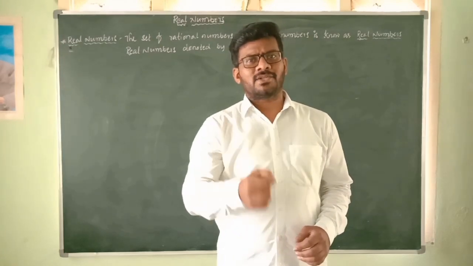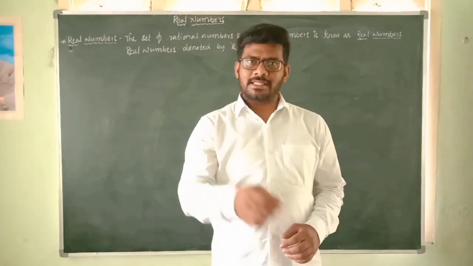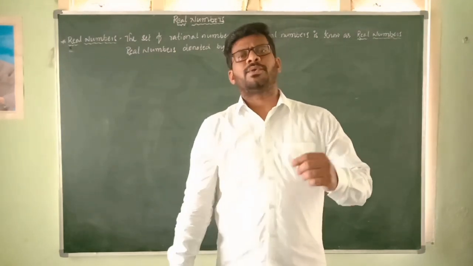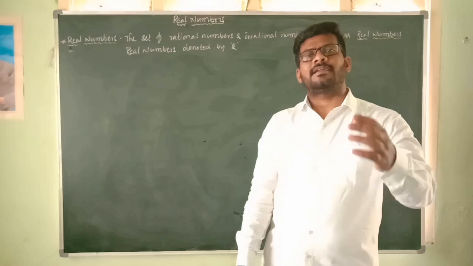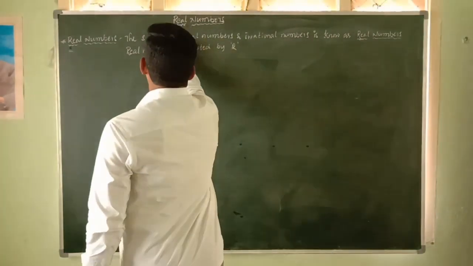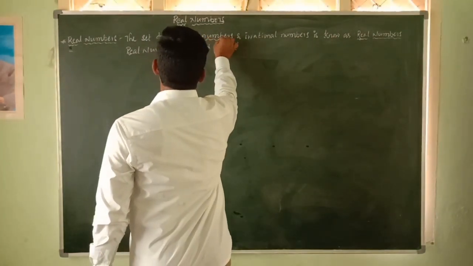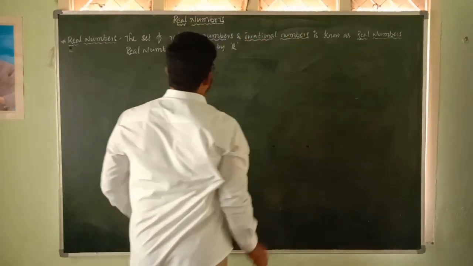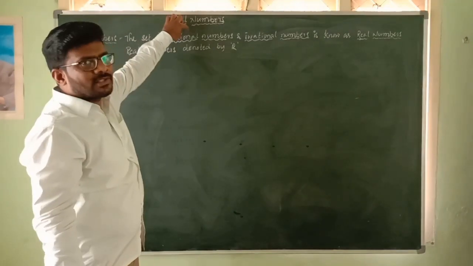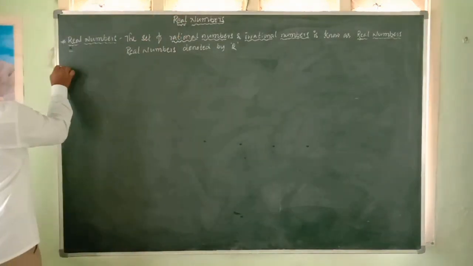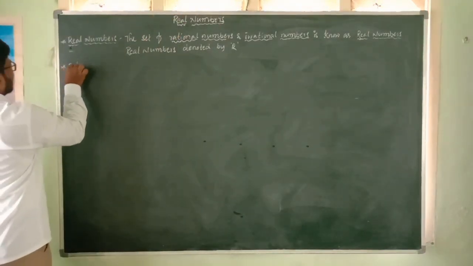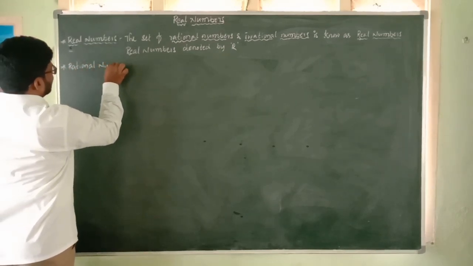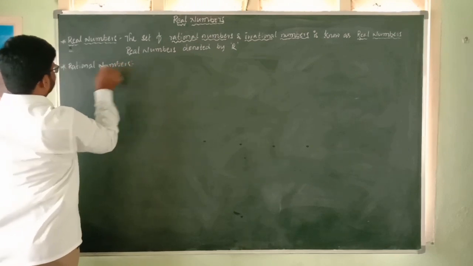What is the definition of rational number, children? This definition was also learned in our earlier classes. Once you recall it, the definition of rational numbers. How many kinds of numbers are there in the definition of real numbers? Rational numbers and irrational numbers. First, you should know the definition of rational numbers. What are rational numbers?